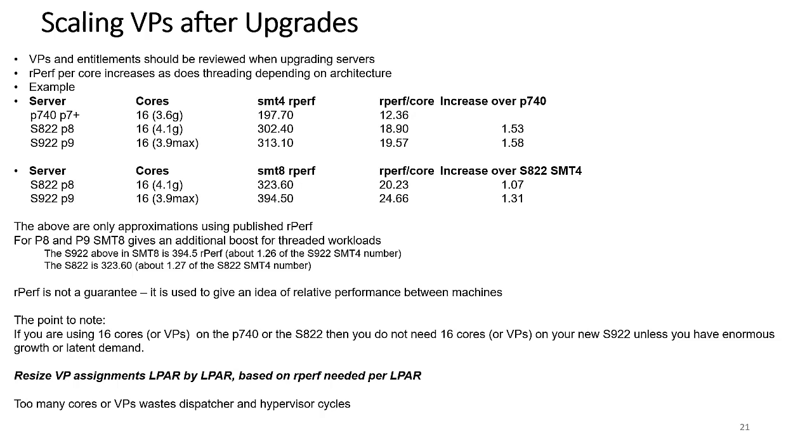Do not do it by server size. All right, so if I've got 300 RPerf now, I just go look for a 300 RPerf server. Number one, that doesn't take into account any kind of latent demand, but secondly, with rounding errors and things like that, sometimes you can slightly undersize a server. And the last comment is that with too many cores or virtual processors, you're going to spend a lot of time in the dispatcher and the hypervisor wasting cycles.